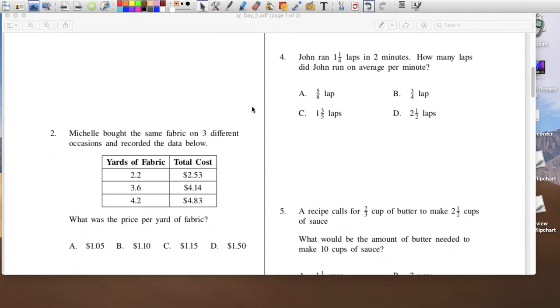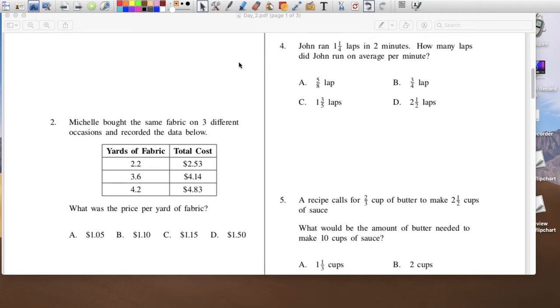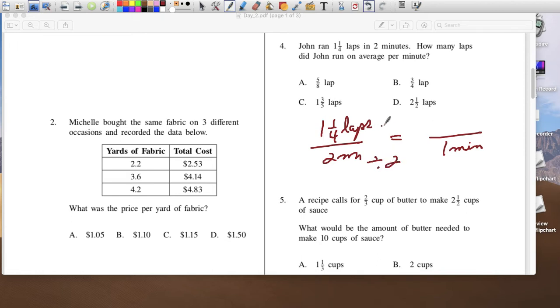Let's do number 4. John ran 1 1/4 laps in 2 minutes. So let me just write this. Laps in 2 minutes. We want the unit rate. So we want to know how much he ran in 1 minute. Divide this by 2 and divide this by 2. You have a calculator at home.